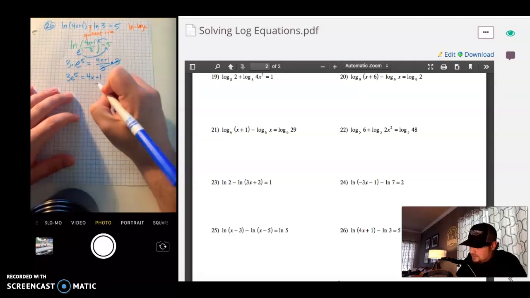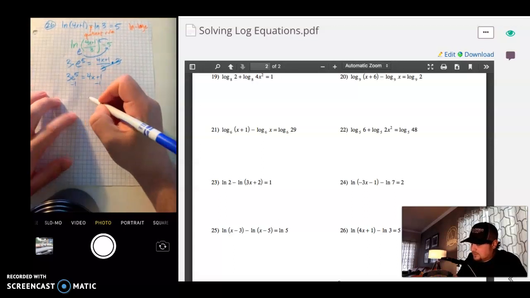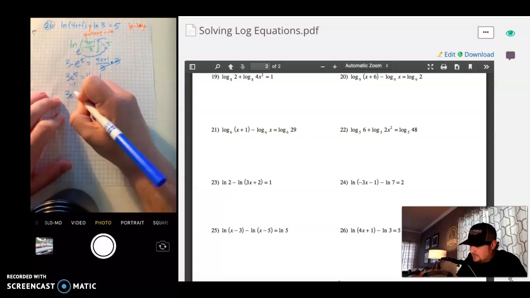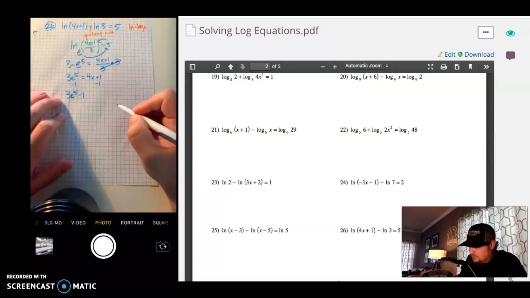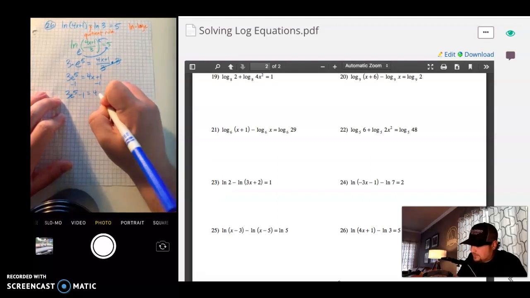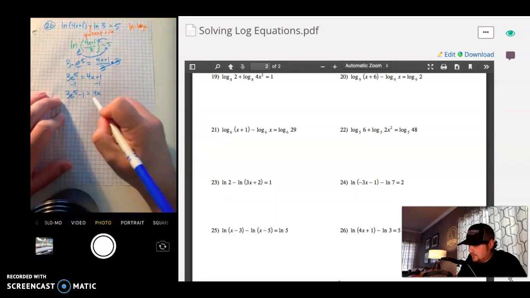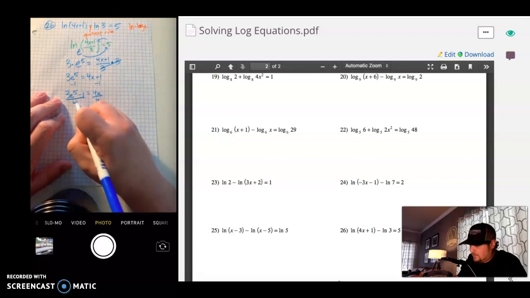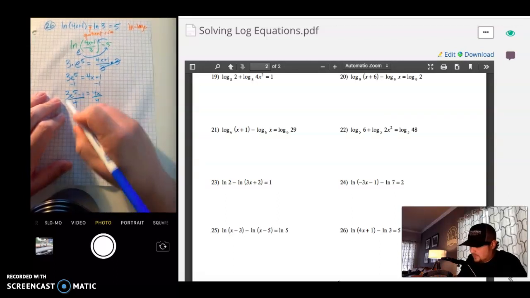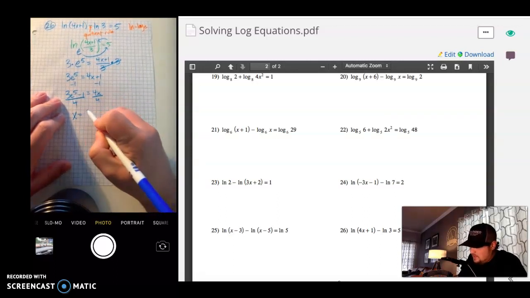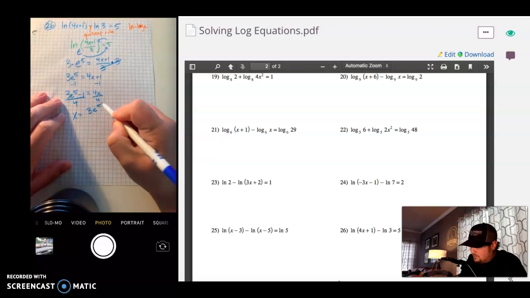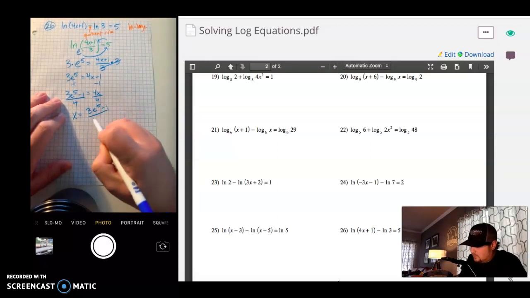Okay, next I need to subtract 1 from both sides, so I will have 3e to the fifth minus 1, and that's going to be equal to 4x. All right, then to get the x by itself, divide by 4, and so this is my answer right here. So x is equal to (3e to the fifth minus 1) over 4.